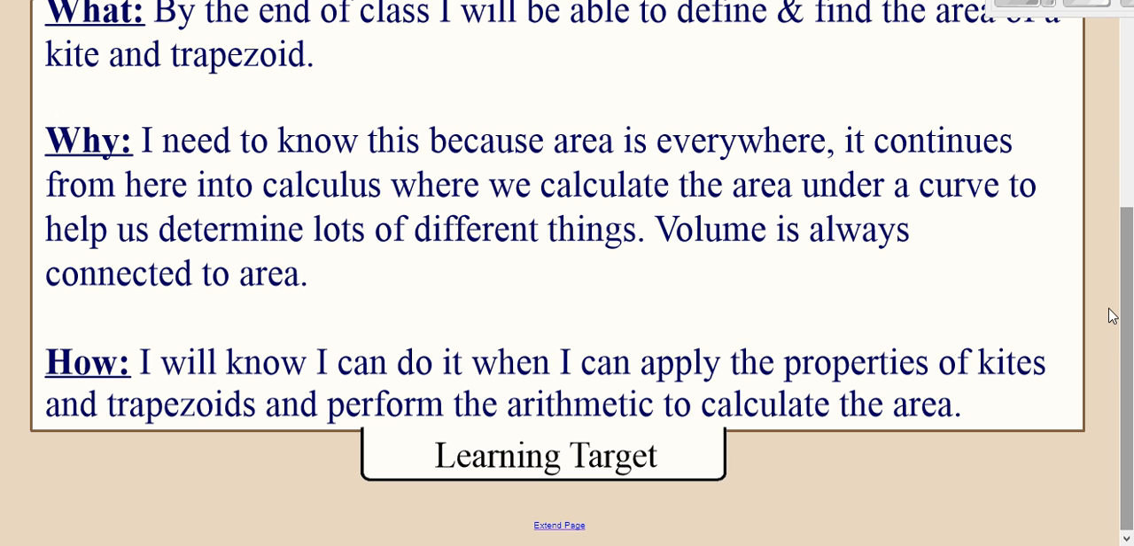If you have vaulted ceilings, you get trapezoid-shaped walls. So that's the way it works out. And then obviously when you can apply the properties and correctly calculate area, you know you've got it.